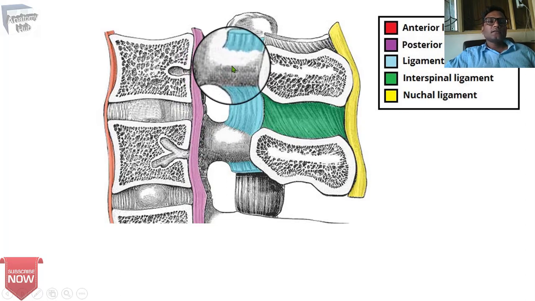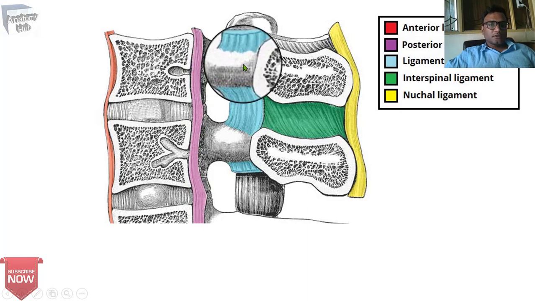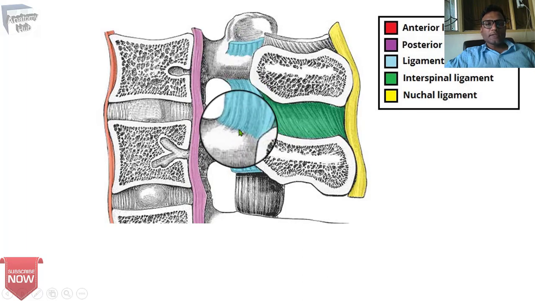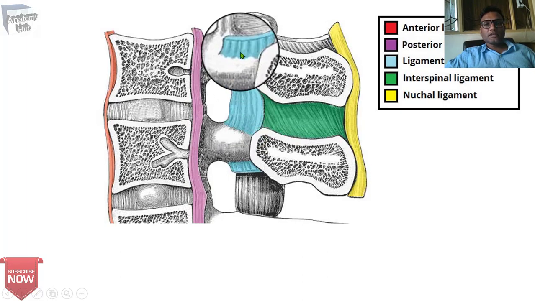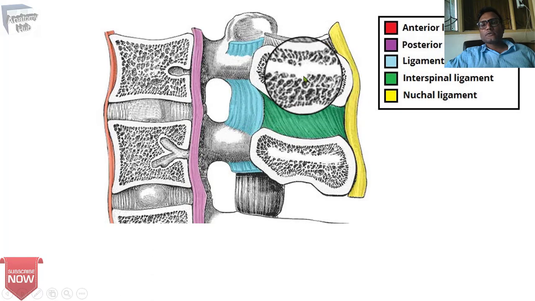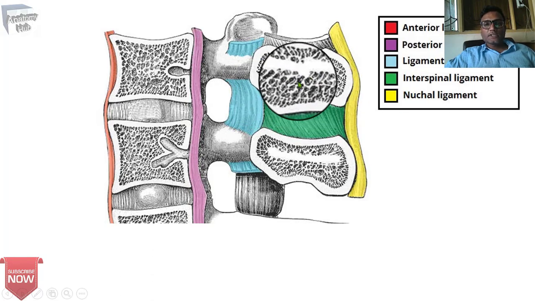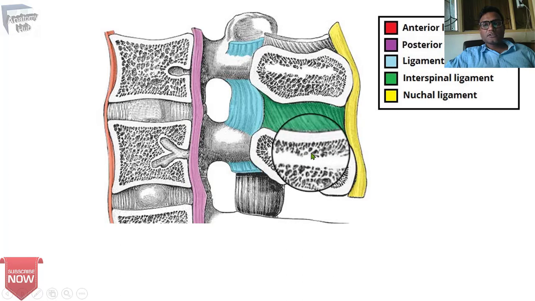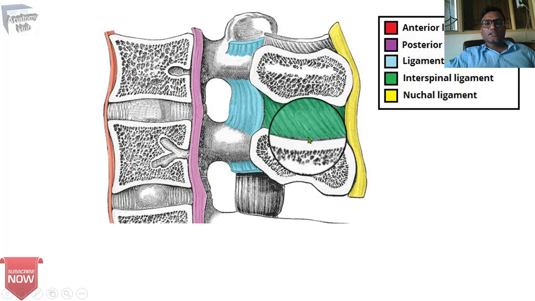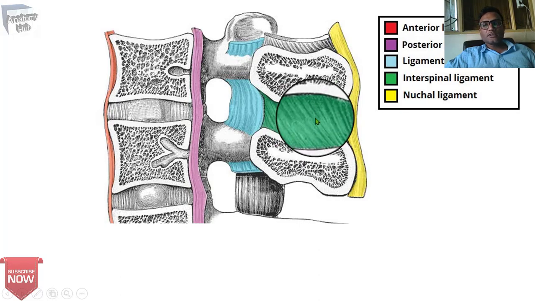And here you will find the lamina of the vertebrae. From lamina to lamina, you will find another type of ligament. This ligament is known as the ligamentum flavum. And here you will find the spinous process, the cut section of the spinous process. From spinous process to spinous process, you will find the interspinal or interspinous ligament, which you will find over here.